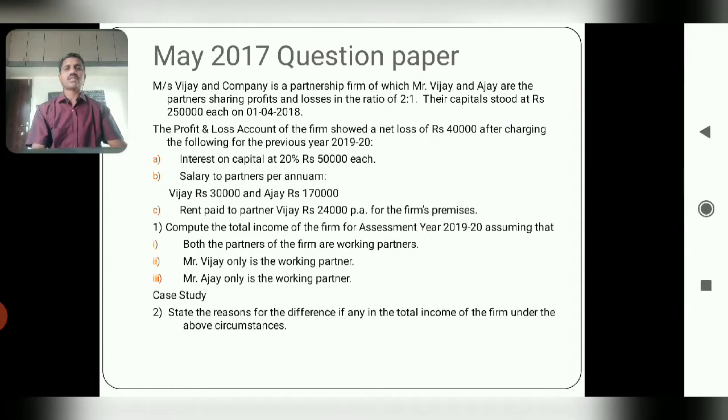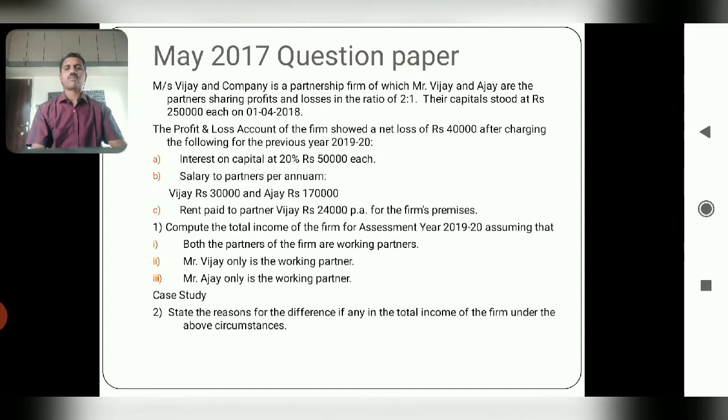Messrs. Vijay & Company is a partnership firm of which Vijay and Ajay are the partners sharing profits and losses in the ratio of 2:1. Their capitals stood at ₹2,50,000 each on 1/4/2018. The profit and loss account of the firm showed a net loss of ₹40,000 after charging the following for the previous year 2019-20. Interest on capital at 20%, ₹50,000 each. Salary to partners per annum, Vijay is ₹30,000 and Ajay is ₹1,70,000. Rent paid to partner Vijay, ₹24,000 per annum for the firm's premises.